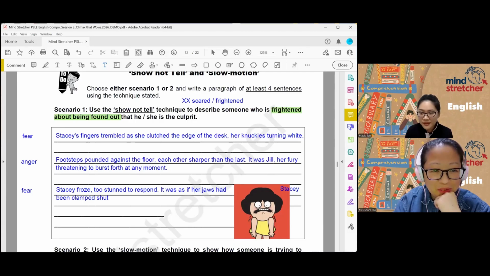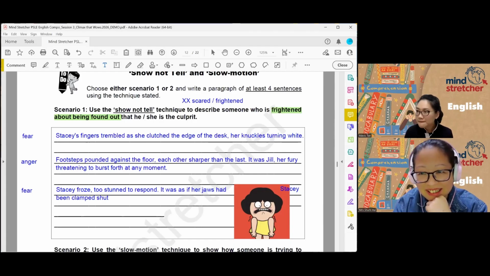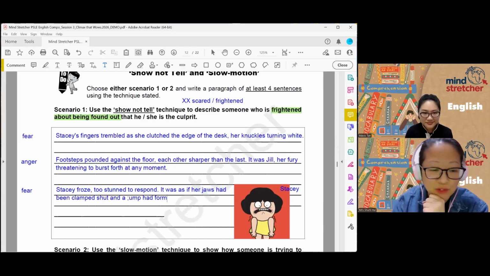So let me finish typing this. Mr. Sham is taking a look at your responses. Yes, they have clenching fists, trying to hold back fury, biting fingernails. All these show nervousness.